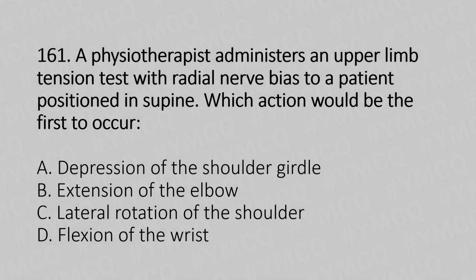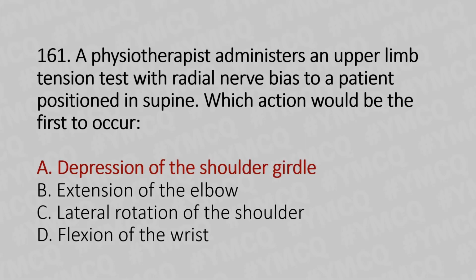Option A, depression of shoulder girdle. Option B, extension of the elbow. Option C, lateral rotation of the shoulder. Option D, flexion of the wrist. And the answer is option A, depression of the shoulder girdle.